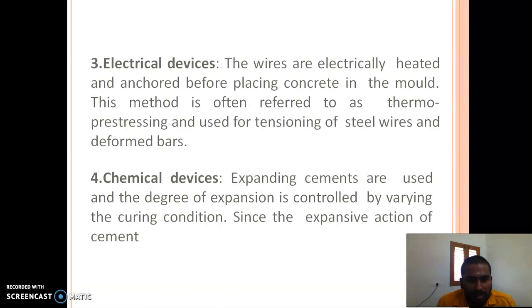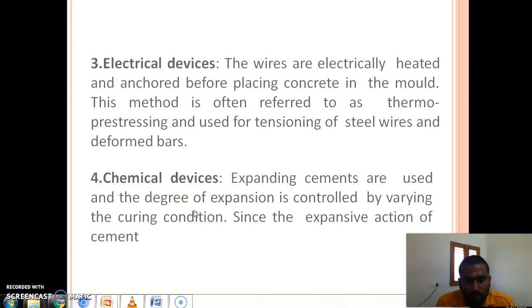The last one is chemical devices. Expanding cements are used, and the degree of expansion is controlled by varying the curing condition, since the expansive action is of cement. Here, by properly varying the curing condition of the concrete, and due to the hydrothermic reaction of cement, some percentage of force can be stressed into the tendons.